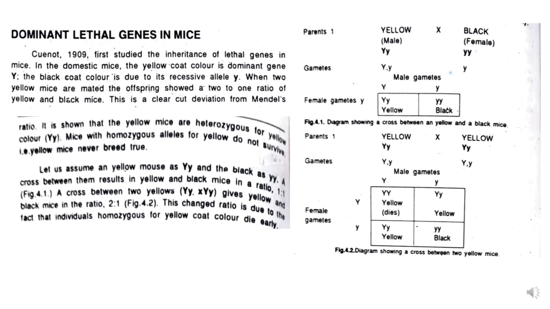So this is the first example, taken from mice, and this comes under dominant lethal condition, where when the condition is homozygous dominant for yellow, the mice does not survive. So this changed ratio of 2 to 1 is due to the fact that the individuals homozygous for yellow coat color die early. Let us take the second example, which is from plants and which is of maize.